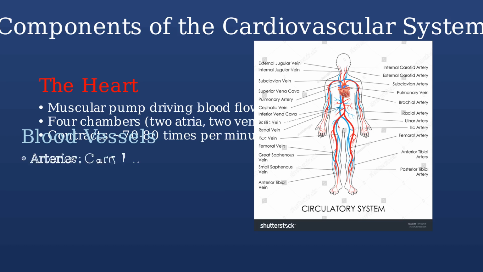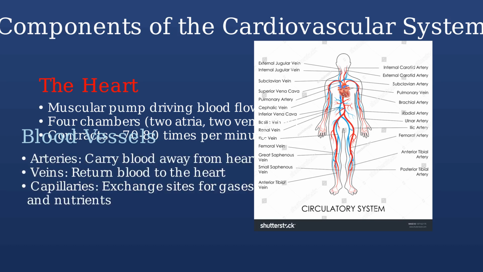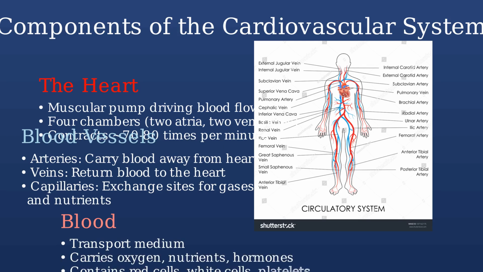Blood vessels form a network for blood flow. Arteries carry blood away from the heart, veins return blood to the heart, and capillaries serve as exchange sites for gases and nutrients. Blood is the transport medium that carries oxygen, nutrients, and hormones. It consists of red blood cells, white blood cells, platelets, and plasma.